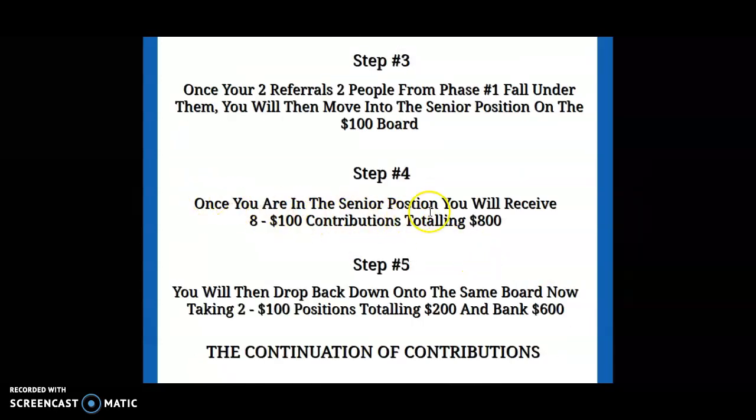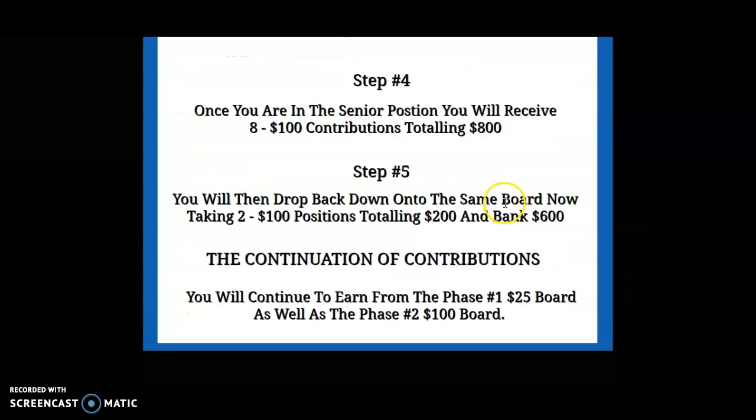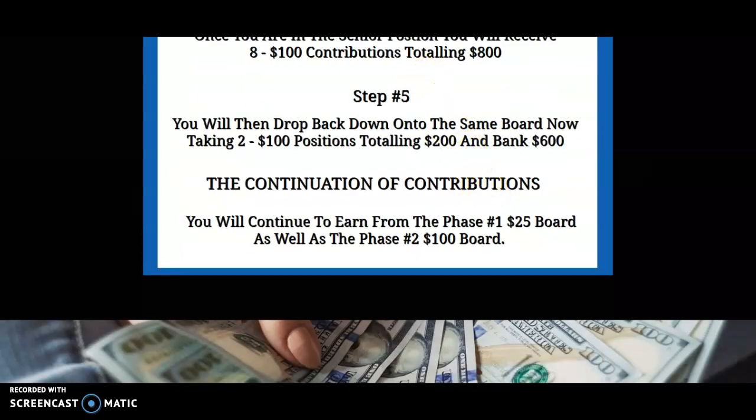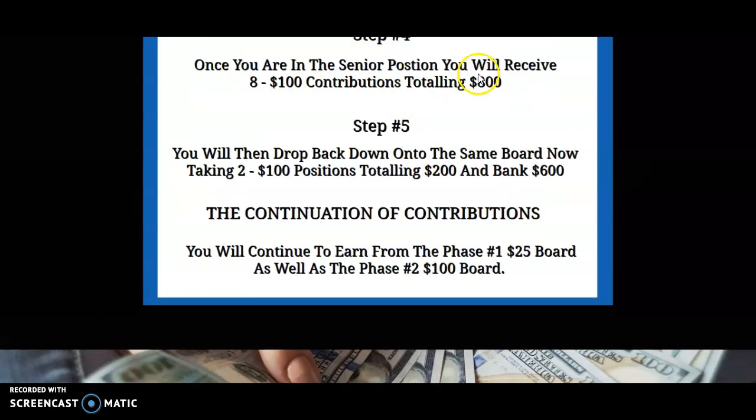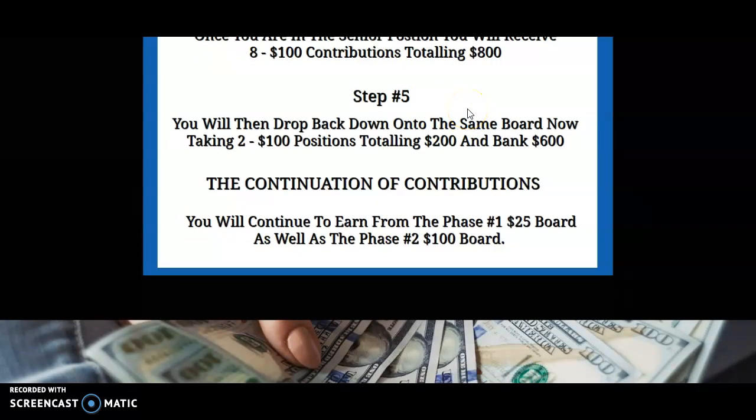Step number 4. Once you are in the senior position, you will receive 8 $100 contributions totaling $800, guys. Now you just received 800 on this side. You're going to do the same thing that you did in phase number 1 by dropping down with 2 positions. But this time it won't be $25, it will be 100.